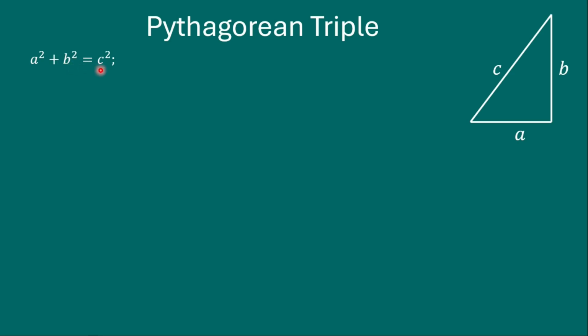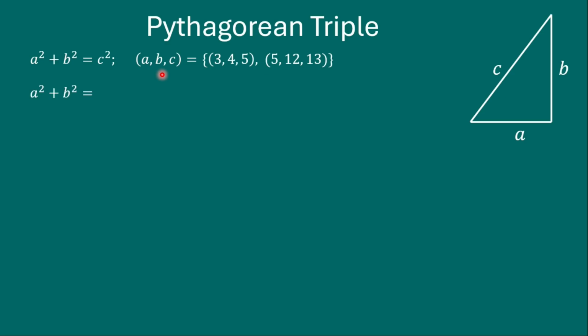For example, two well-known Pythagorean triples that we can express are number one, 3, 4, 5, and the second one, 5, 12, and 13. These sets of numbers are Pythagorean triples because each of them satisfies this one equation. So let us try to show that this one satisfies the equation.